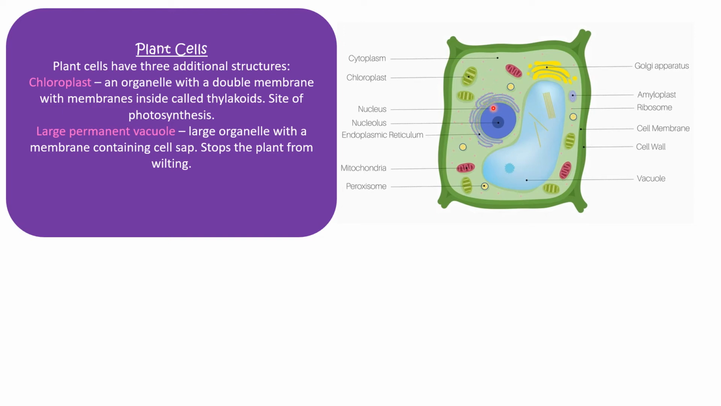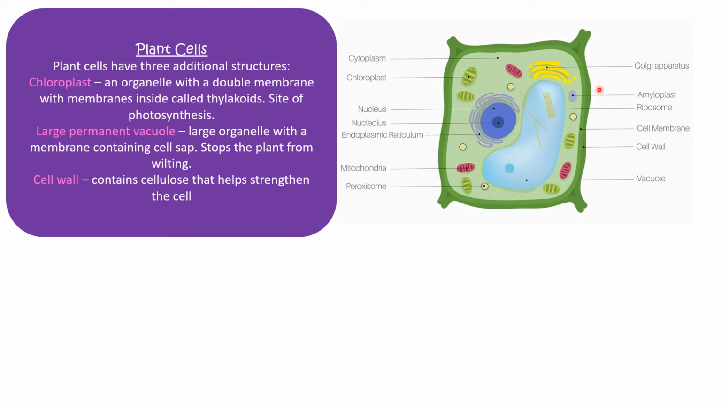The large permanent vacuole is this light blue here. It contains cell sap, and it also helps to stop the plant from wilting. So because this stays full, it helps the cells to stay relatively full and stops wilting in the plant.